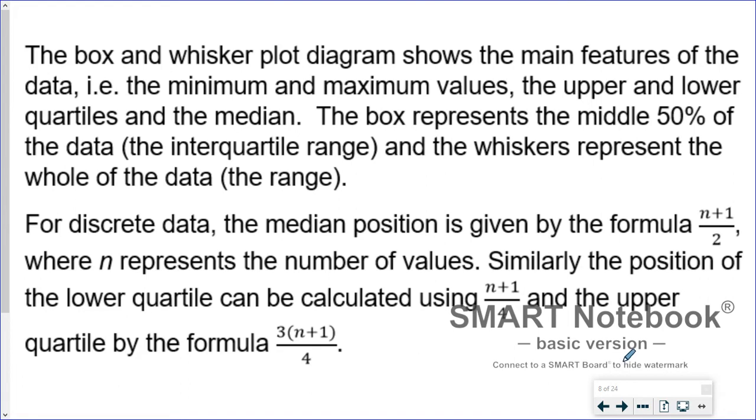For discrete data, the median position is given by the formula n plus 1 over 2, where n represents the number of values, your sample size, if you will. Similarly, the position of the lower quartile can be calculated using n plus 1 over 4, and the upper quartile by the formula 3 times the quantity n plus 1 over 4. So do keep those in mind.